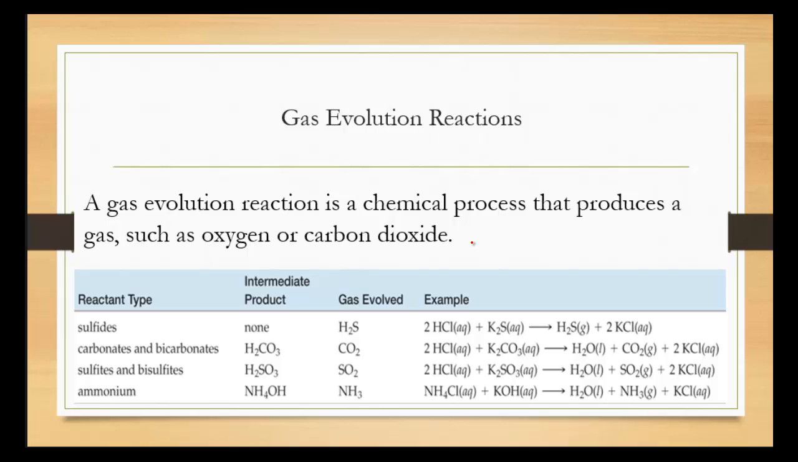Often when you mix something with an acid, there are times that you'll get a gas that's given off. So this happens a lot of times with sulfides, carbonates or bicarbonates, sulfites, and ammonium. If you have a sulfide, for instance K2S, H2S is given off in the process because that hydrogen is combining with the sulfur. If you have something that's reacting with carbonates, CO2 is going to be given off. Something with a sulfite, SO2 is going to be given off. And ammonia is going to be given off, NH3.